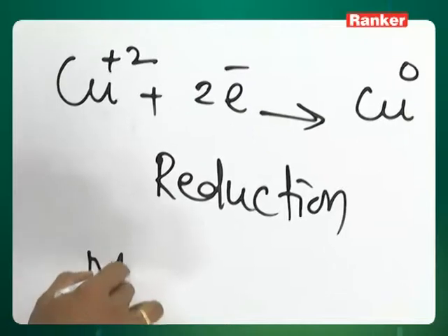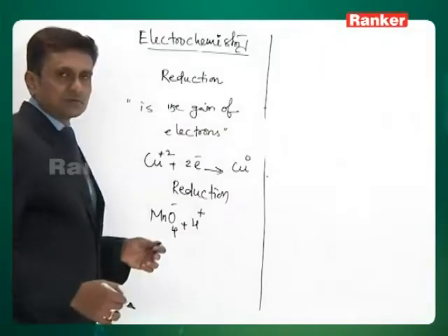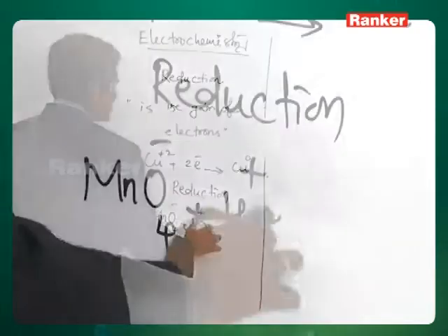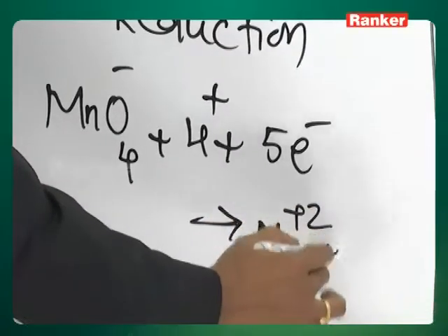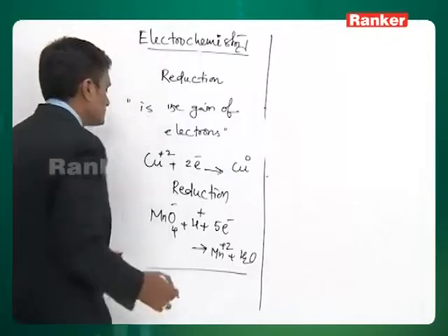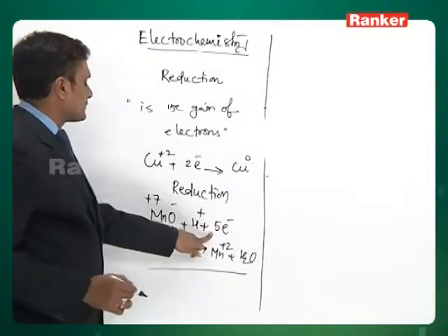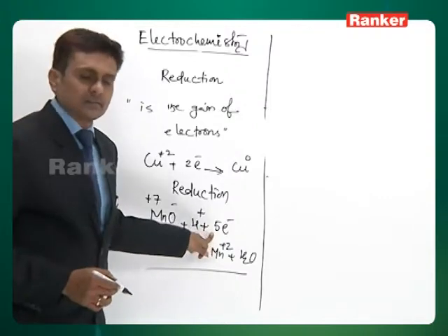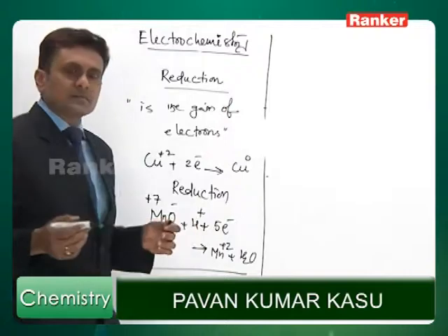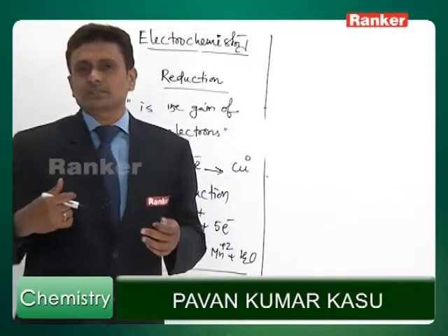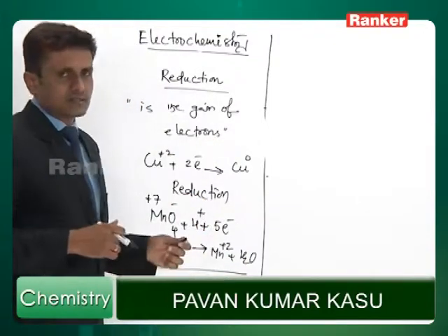Or you have the permanganate ion, which gets reduced in the presence of strong acids to give you the manganese ion along with H2O. So here you can see that the oxidation state has decreased by virtue of the gain of electrons. So we are not going to use the terminology of the absorbance of hydrogen or loss of oxygen. Rather, we are going to use the terminology here, the gain of electrons.